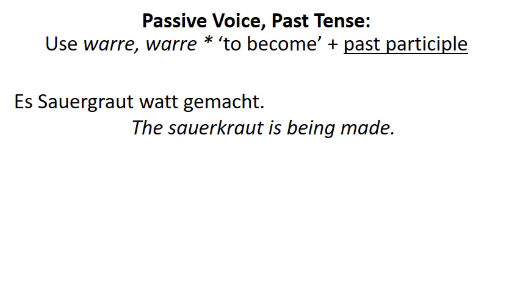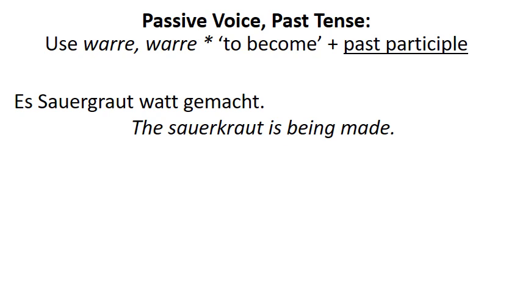Well, if you've been following these lectures from the beginning, you're now pretty darn advanced, I would say. So you're ready for such complicated sounding things like the past tense of the passive voice. Now, let's take that basic sentence. Das Sauerkraut wird gemacht. The sauerkraut is being made, right? Let's say we wanted to make that past tense. What would we do?